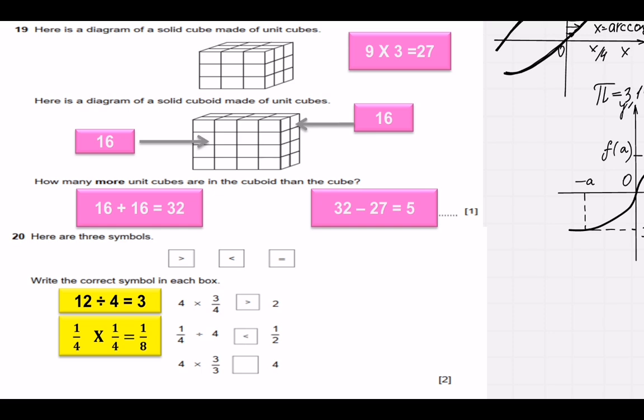4 times 3 over 3, 4 times 3, 12. 12 divided by 3 will be 4. So they are equal.